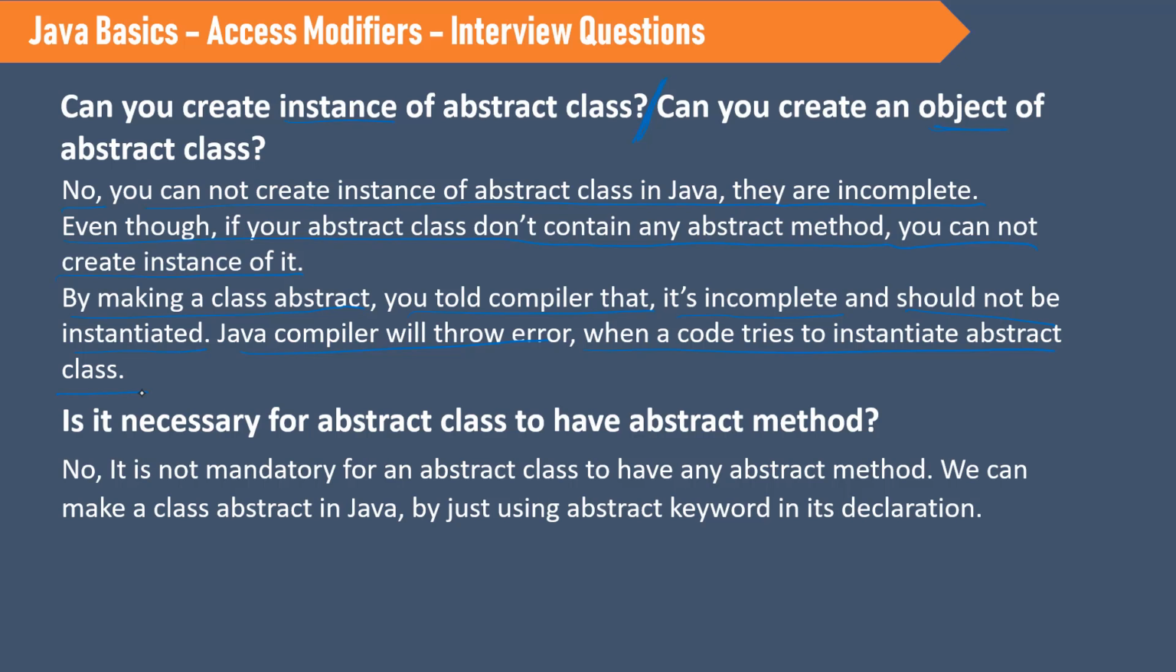And the next question is, is it necessary for an abstract class to have an abstract method? It is not necessary for an abstract class to have an abstract method. We can declare a class as abstract and it can contain only concrete methods, that means all methods with body. But if you declare any method as abstract and provide no body for that method, the class should be an abstract class. So the answer is no. It is not mandatory for an abstract class to have any abstract method. We can make a class abstract in Java by just using the abstract keyword in its declaration.